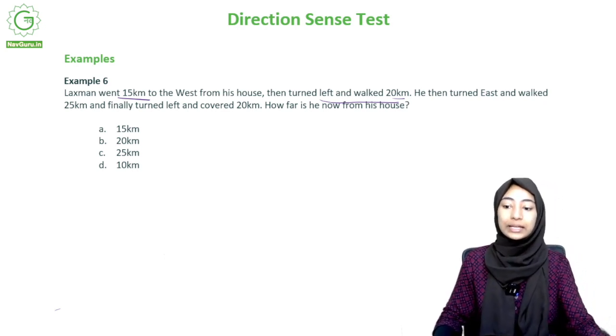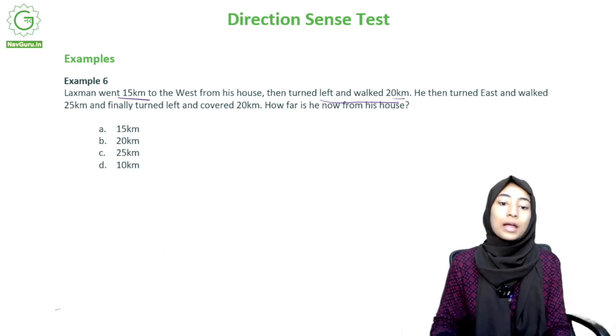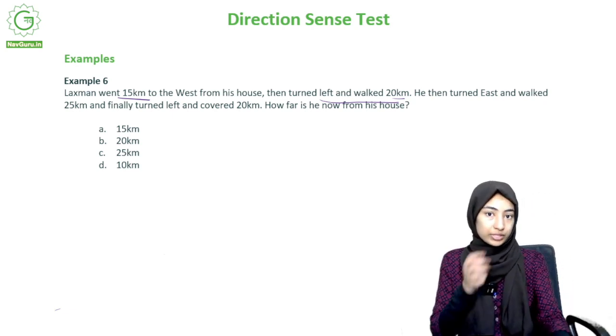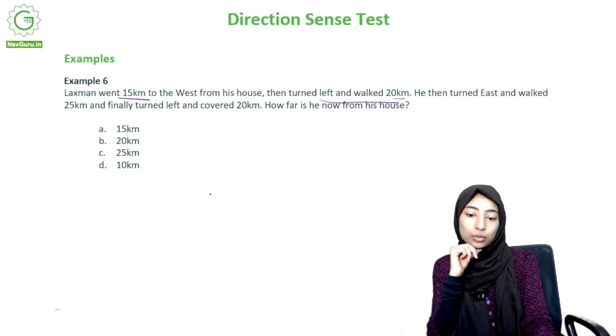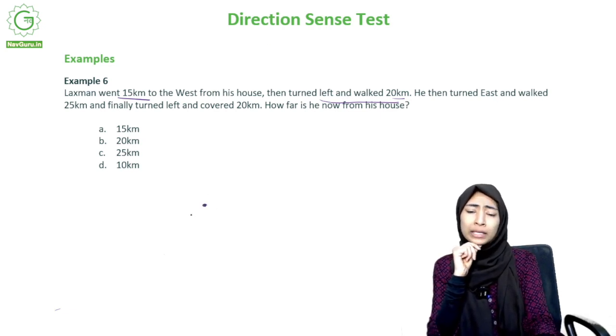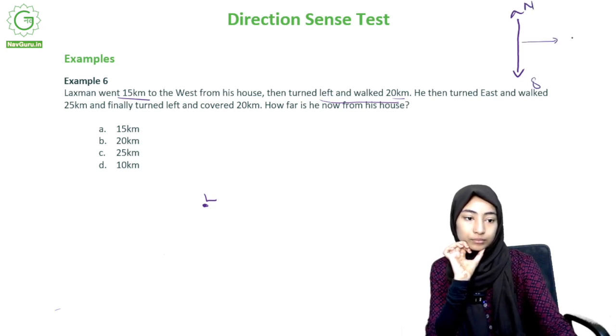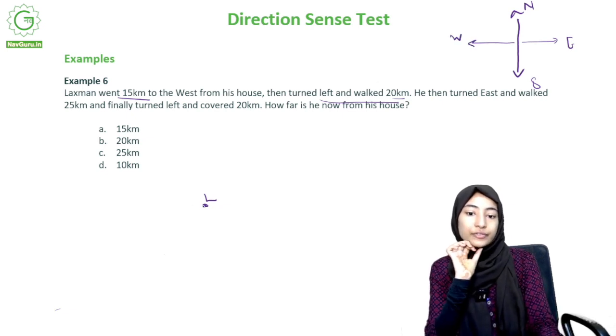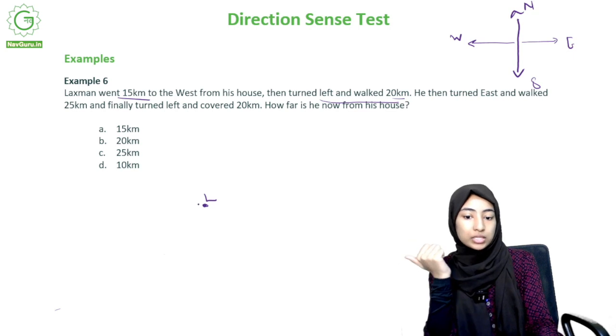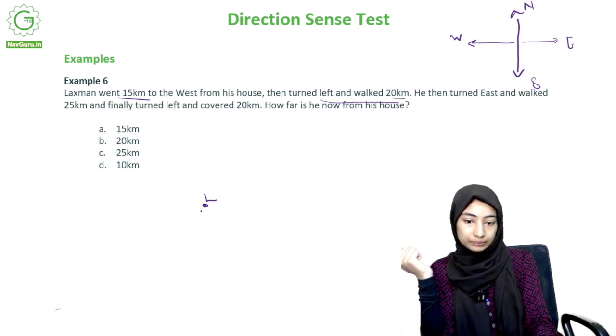Right, so basically what do we need to find here? How far is he now from his house? That is our question. Okay, basically, so you know that Lakshman is standing here. Let's put Lakshman here, and we'll just draw all the directions here. Okay, so let's say he went 15 kilometers to the west from his house. When we say west, it's this direction, right? So let's draw 15 kilometers here.